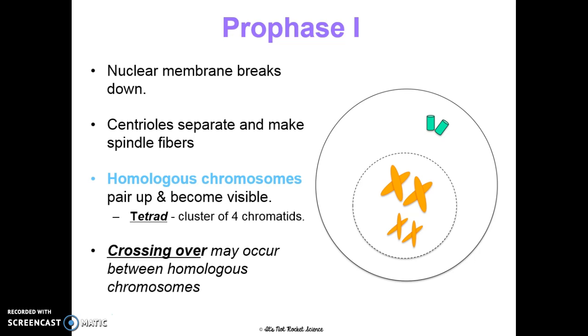Now, crossing over. This is something that is huge that we're going to talk a lot about. This is a very simple concept, but so important. So crossing over can happen between homologous chromosomes. This is where different genes can get swapped. So there's an interaction between the chromosomes where ultimately information can get swapped. And we're going to talk a lot more about this in the next slide.